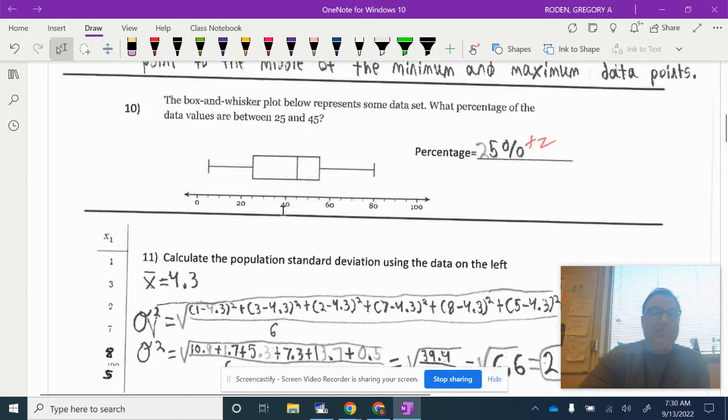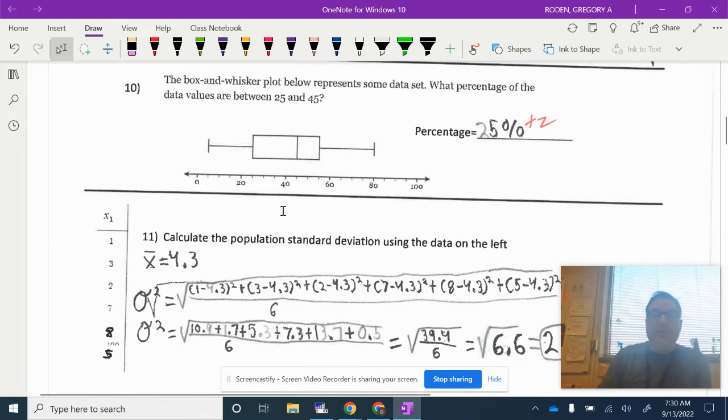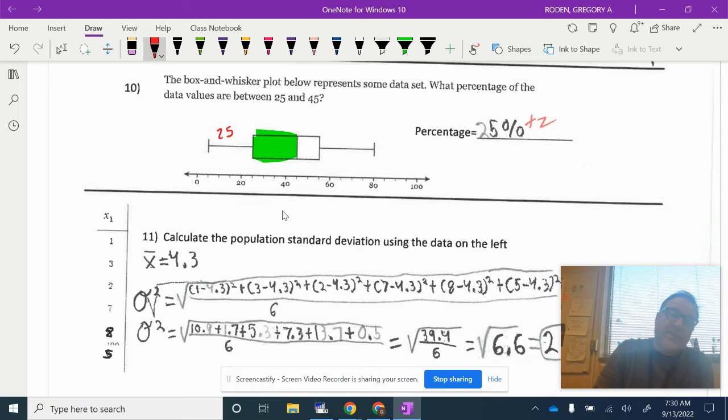All right, number 10. Most of you got this. Pretty simple. What percentage is between 25 and 45? Well, that's just this portion of the box right here. And remember, every box plot has 25% in the left whisker, 25% in this part of the box, 25% in this part of the box, and 25% in this last part. It's broken into 4 equal segments. All right.